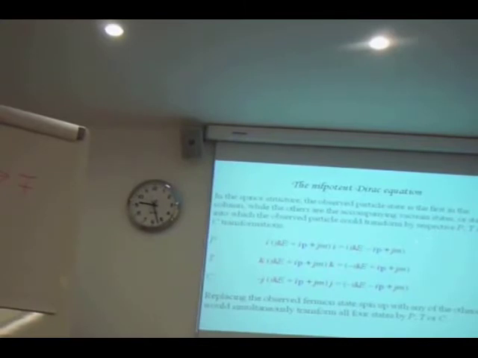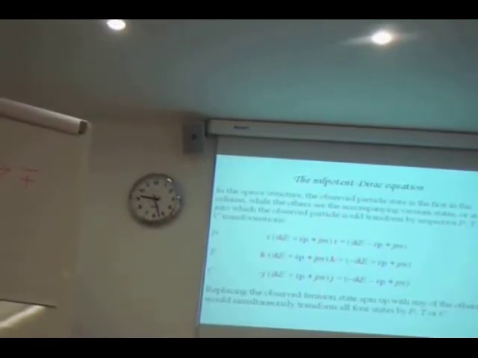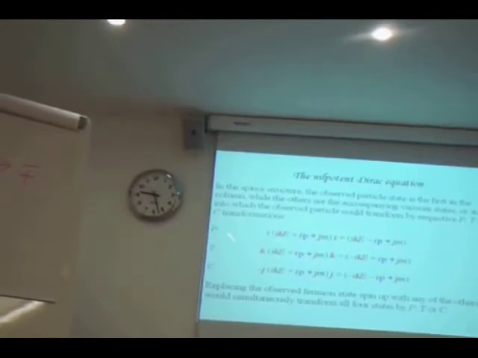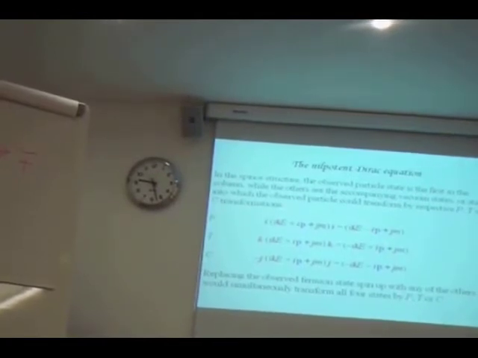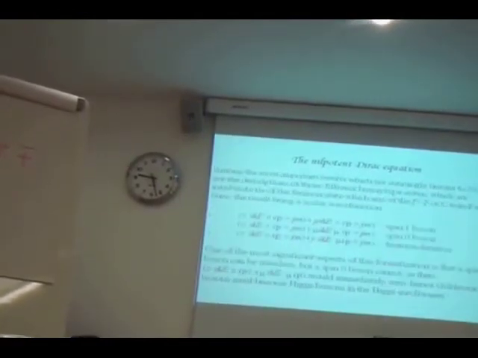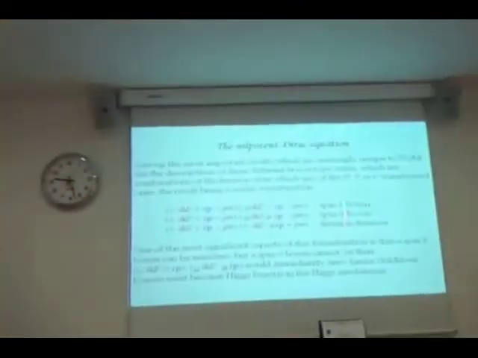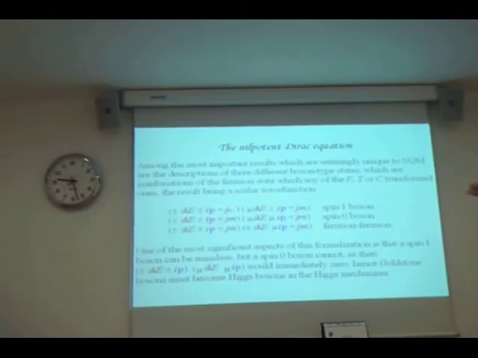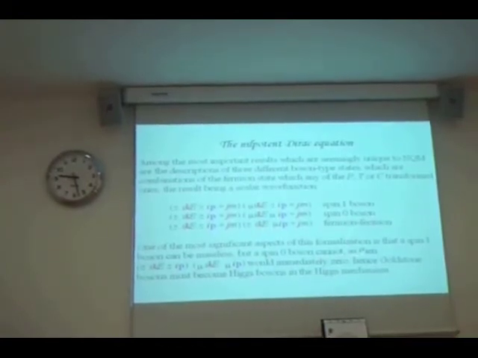I don't know how much of this I'm going to manage to get to, but let's just mention one or two things. In the standard structure, the observed particle state is the first, so we've got 4 states in the column. What are the other 3? The other 3 are in effect P, T, and C transformations of that first state. So you've got the initial state, and P, T, and C transformations. We have 3 bosonic states, which are effectively the fermion and its appropriate antifermion, or fermion and fermion. One of the interesting things is that the spin 0 boson cannot be massless.